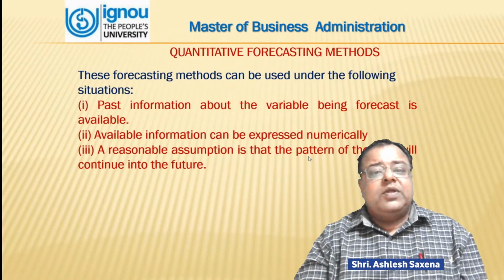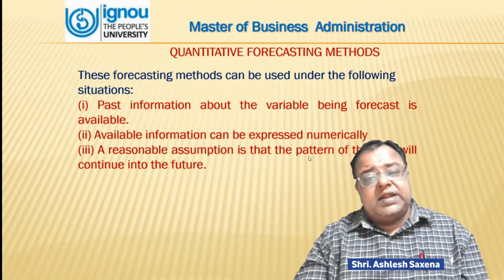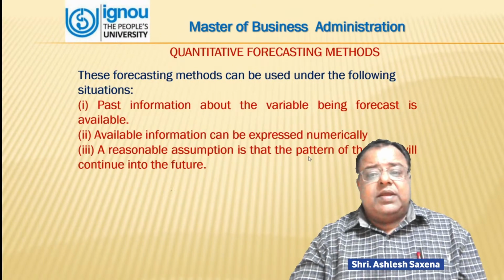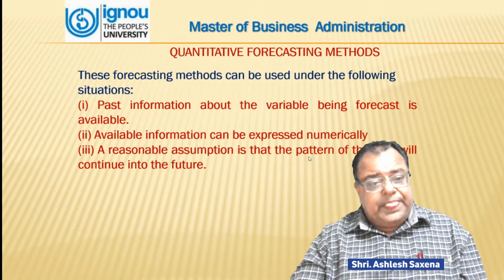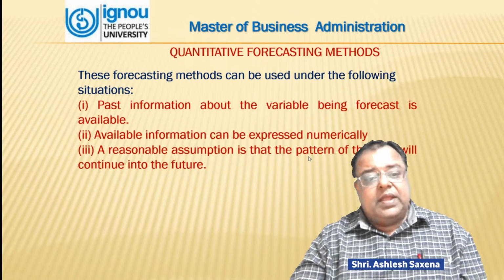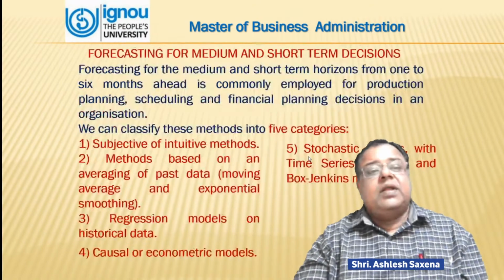Now we move on to quantitative forecasting methods. These methods can be used under the following situations or conditions. Past information about the variable being forecast is available. Available information can be expressed numerically. A reasonable assumption is that the pattern of the past will continue in future also.